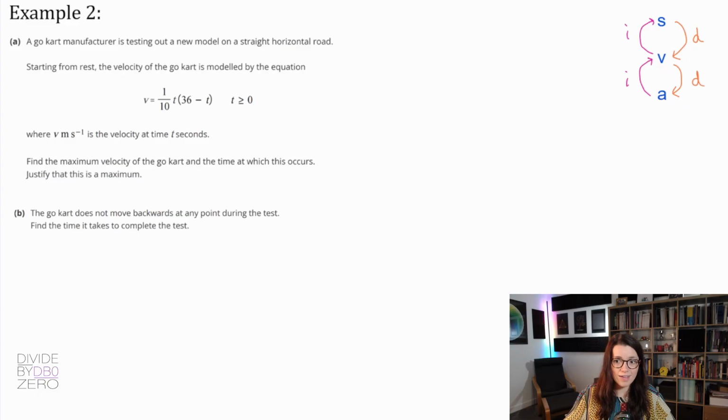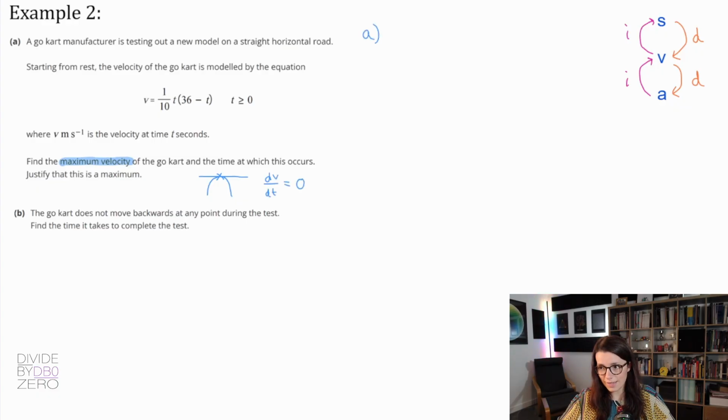Now I've got SVA in the corner there as a reminder, but you won't always need to move between S, V and A. Sometimes you just need to apply ideas of calculus to the question. So by that I mean, in this case, they're asking for the maximum velocity. That word maximum makes me think of differentiation, because if this is the graph for velocity, negative quadratic, at the maximum point, the gradient will be 0. So dv/dt equals 0, and that's what we've got to work with here.